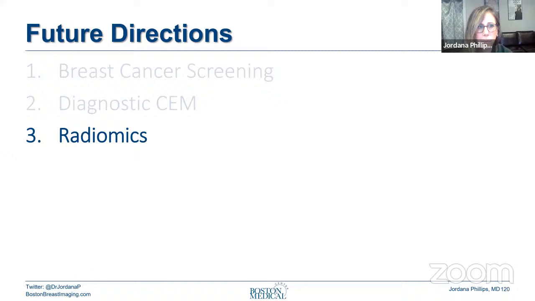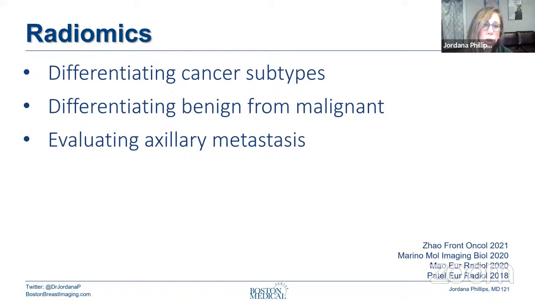Lastly, for future directions, we're going to talk about radiomics. Radiomics are really looking at differentiating cancer subtypes, trying to figure out, can we use contrast mammo and the contrast that we see on these images to differentiate benign from malignant disease? And lastly, to evaluate axillary metastases.